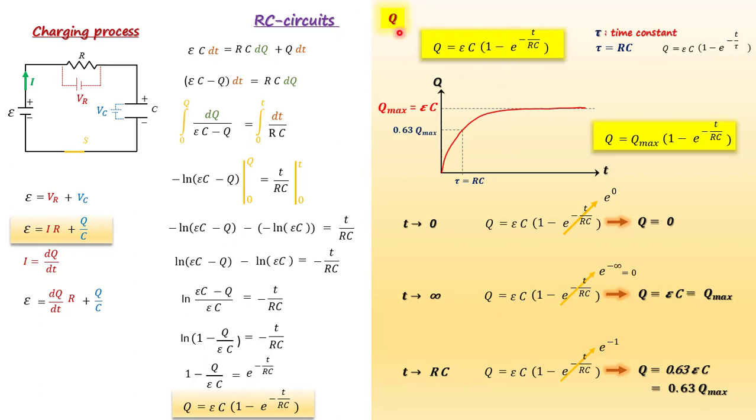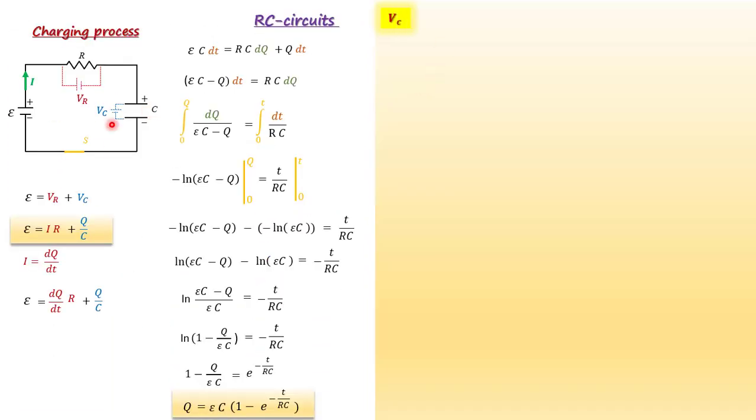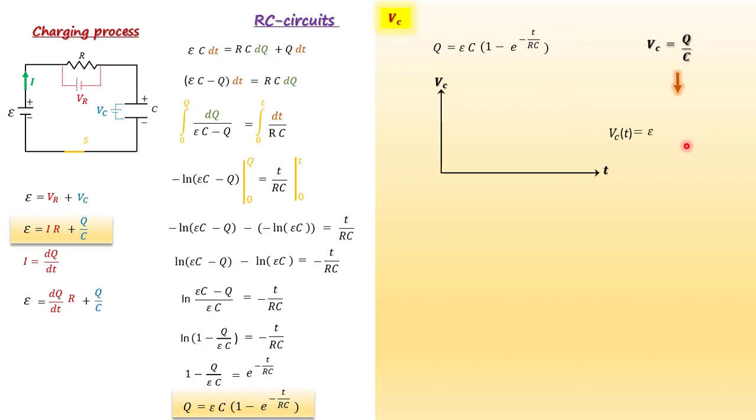Now, in the second part, I'm going to analyze VC, the voltage across the capacitor. So again, let's write down our main equation, or the master equation. And we want to see what happens to VC as a function of time. So VC is Q over C. So we already know Q is right here. So C is cancelled out. Then we get VC as epsilon times (1 minus e to minus t over RC). So it's very simple. You don't have to memorize this equation. Once you know the charge, then you can get VC.